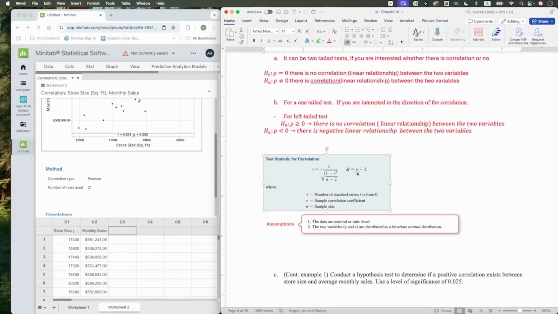So what is the n? It is the sample size, and the degrees of freedom are the sample size minus 2. What is r? R is the value we got already. We know the n. We do manual calculations. Very easy to get the t-test value. We use the t-test value, okay?